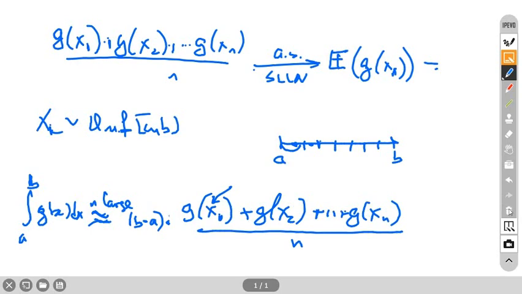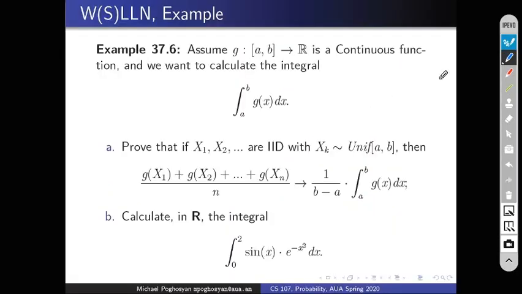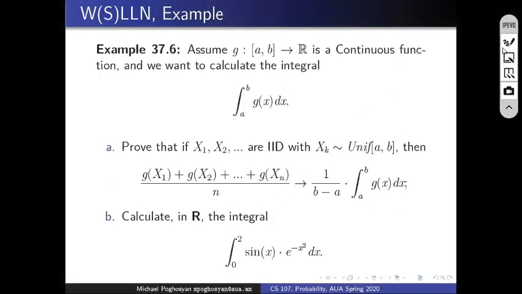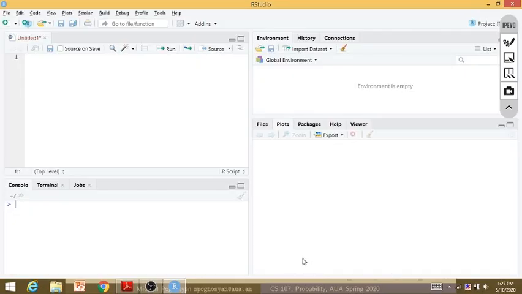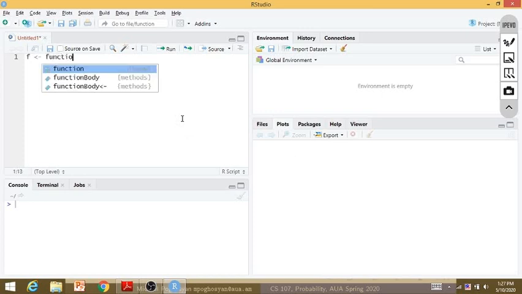Okay, so I'm erasing this and going back to our lecture, and I want to calculate this integral in R: the integral from 0 to 2 of sine of x times e to the minus x squared dx. Okay, let's go to our R. Now I'm first defining my function. Defining a function is just writing function of x.